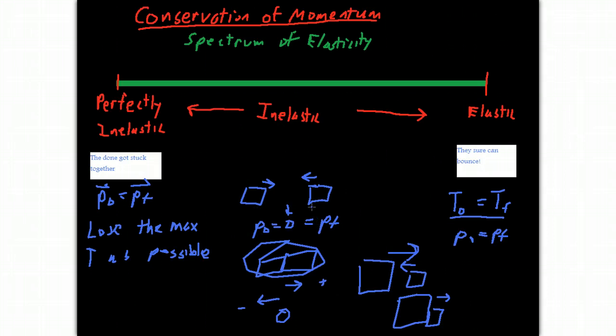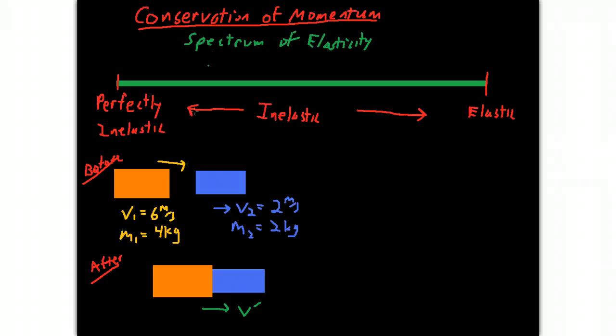Now what I'm going to do next is just do a quick example problem of a perfectly inelastic collision. In this example, I've decided to change things up a little bit, and I'm going to have both of these objects initially going in the same direction. So M1 will be 4 kilograms at 6 meters per second, M2 2 kilograms at 2 meters per second in the same direction. We can have collisions where both objects are moving in the same direction.